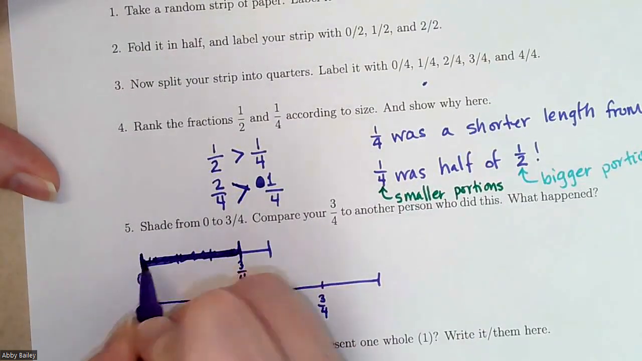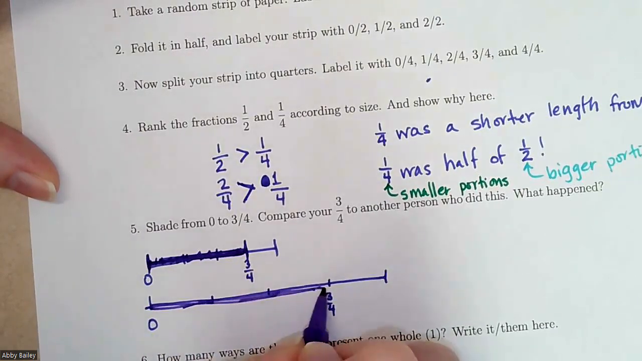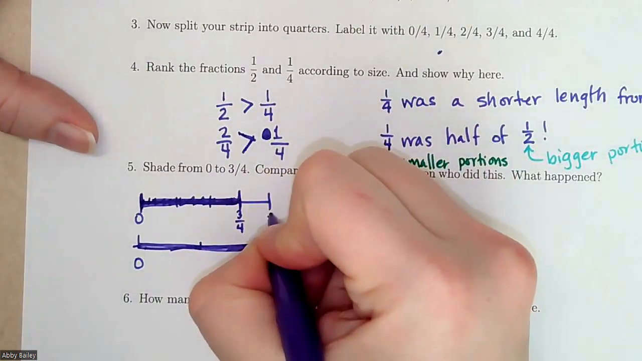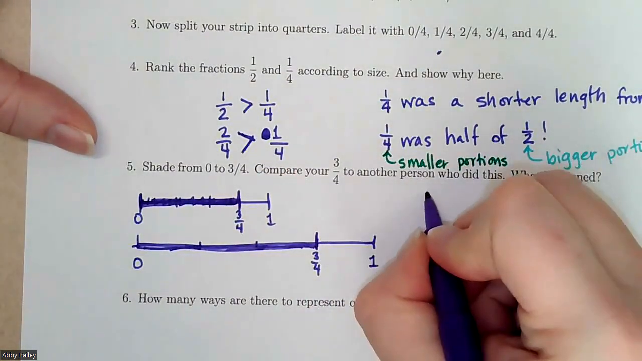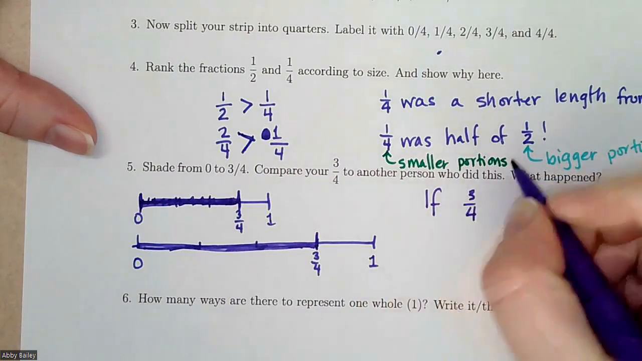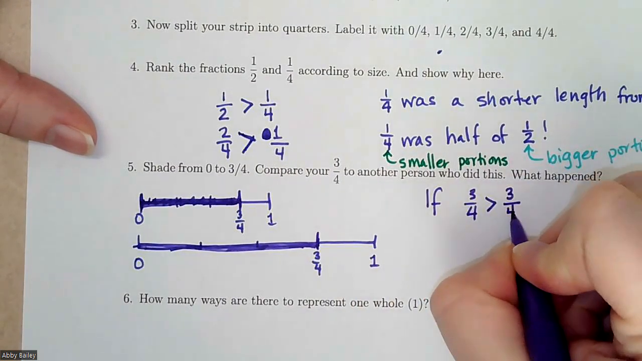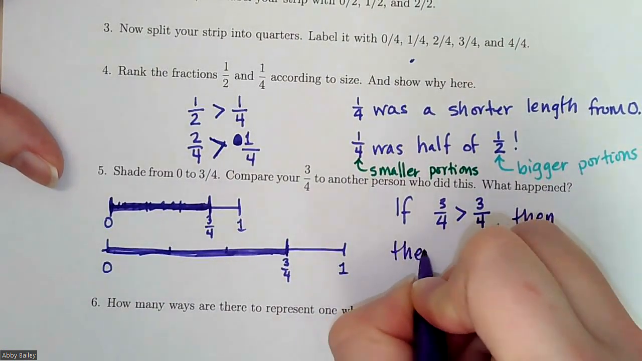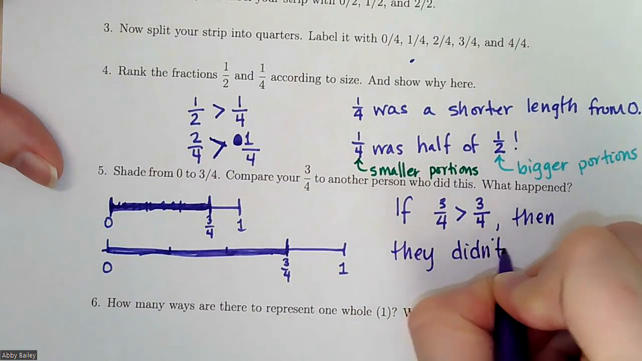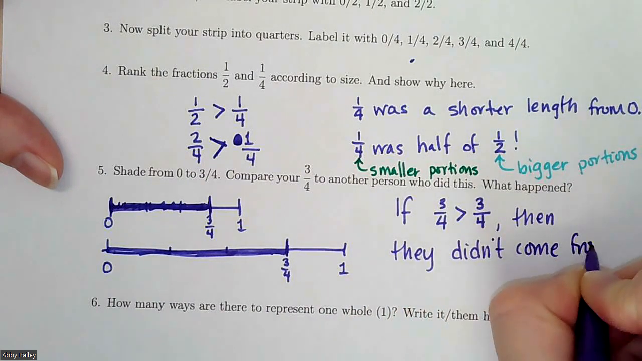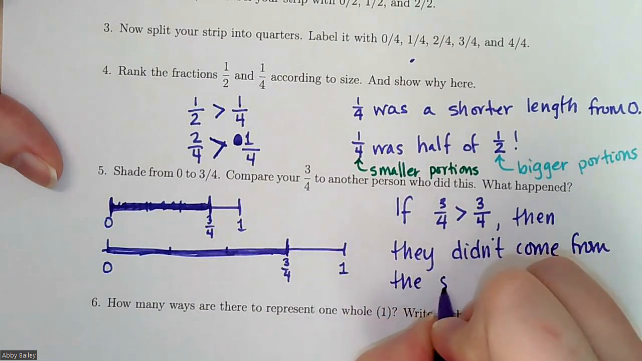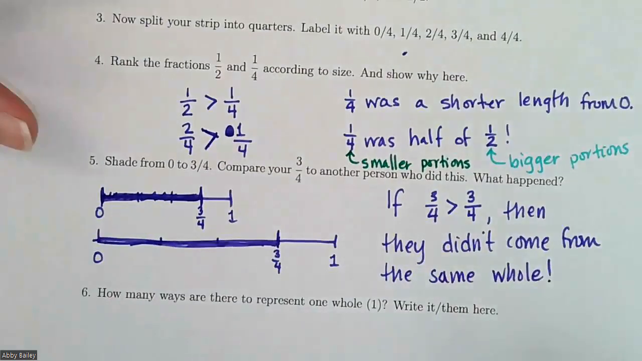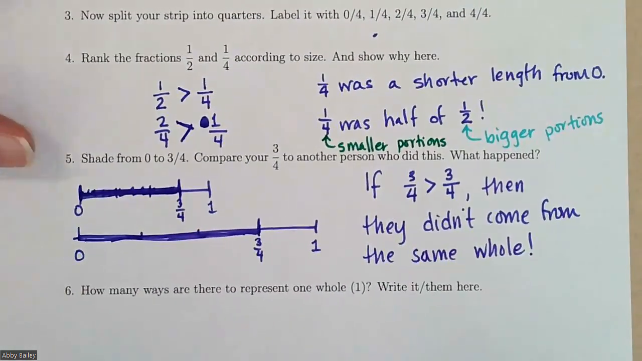So this length versus this length, and they still say they're 3/4, but if 3 out of 4 is ever bigger than a different 3 out of 4, then they didn't come from the same whole. And that makes sense. 3/4 of an inch is much smaller than 3/4 of a mile.